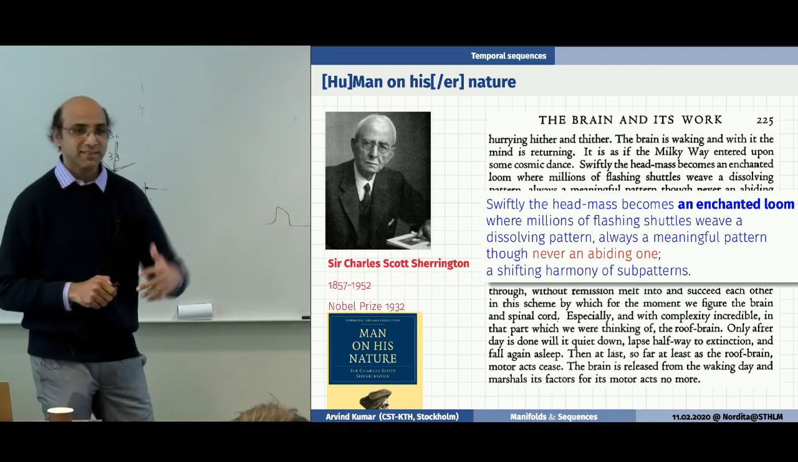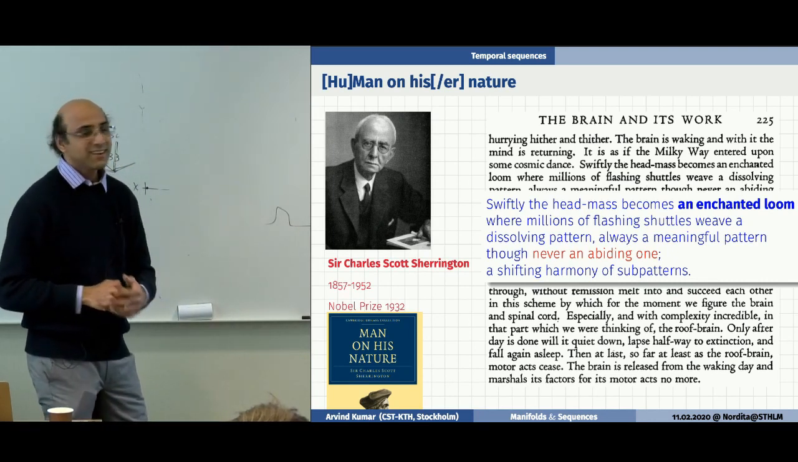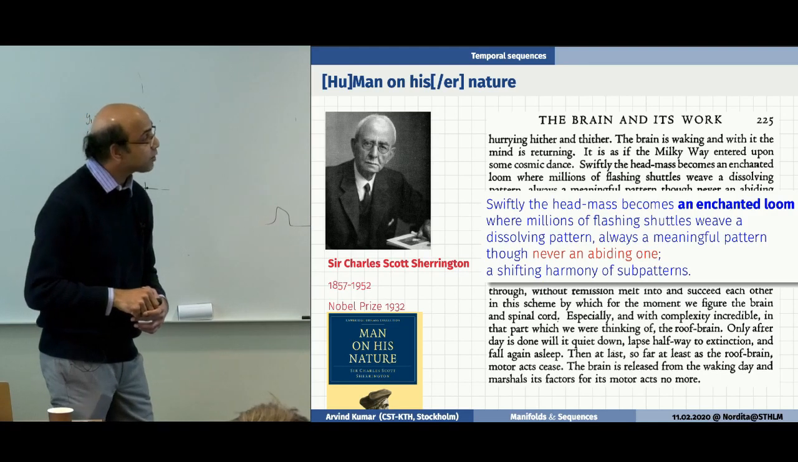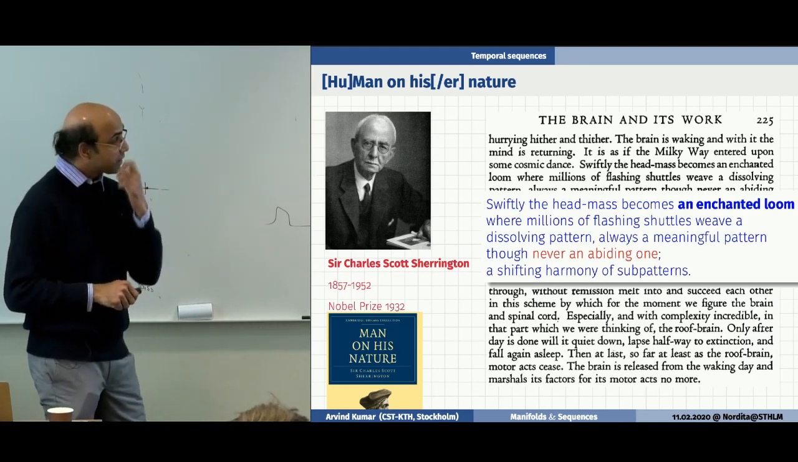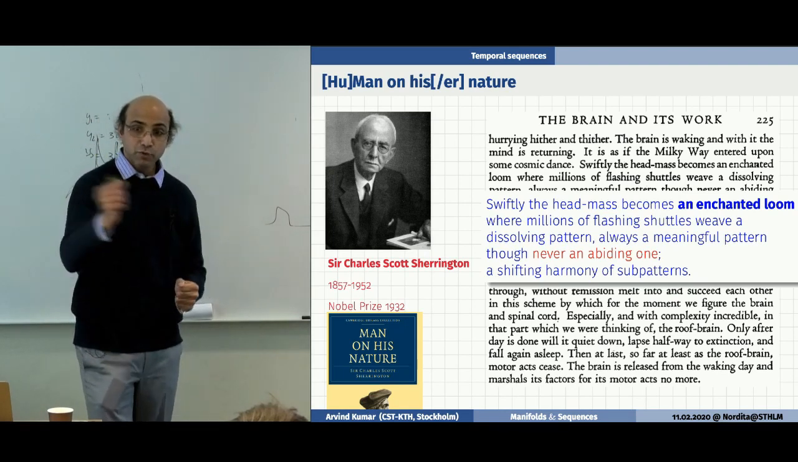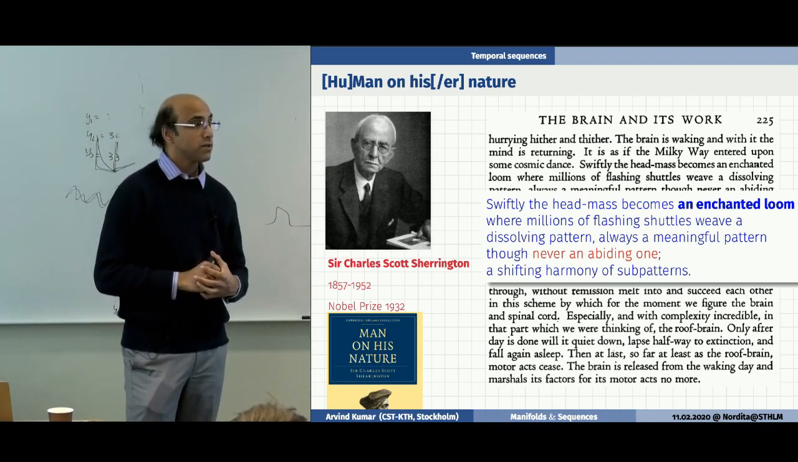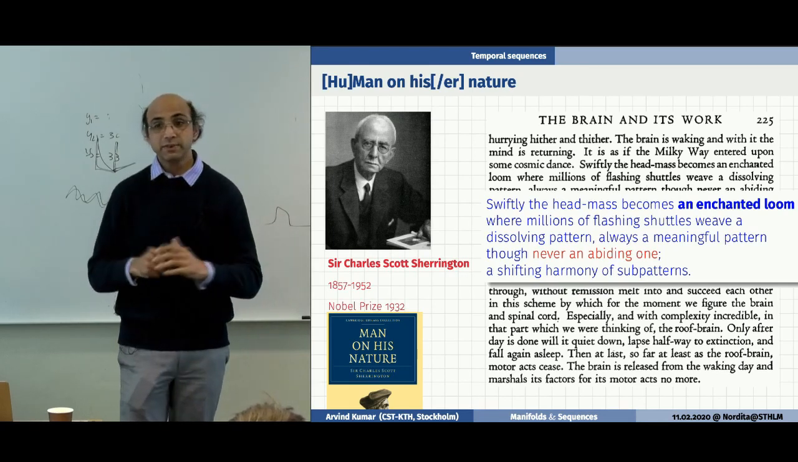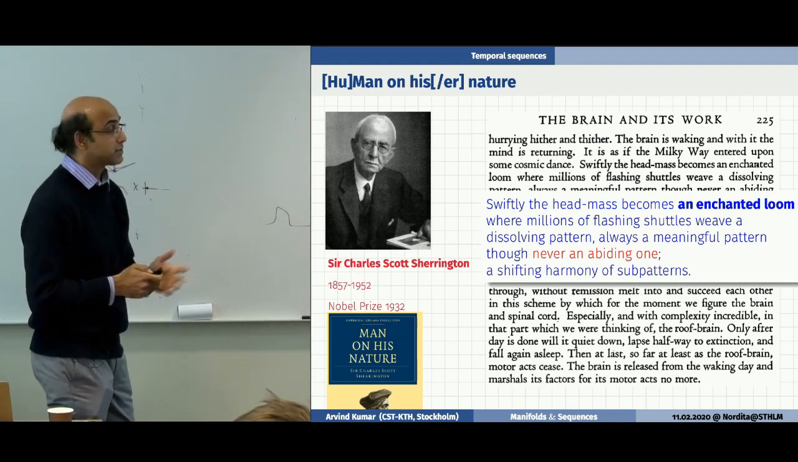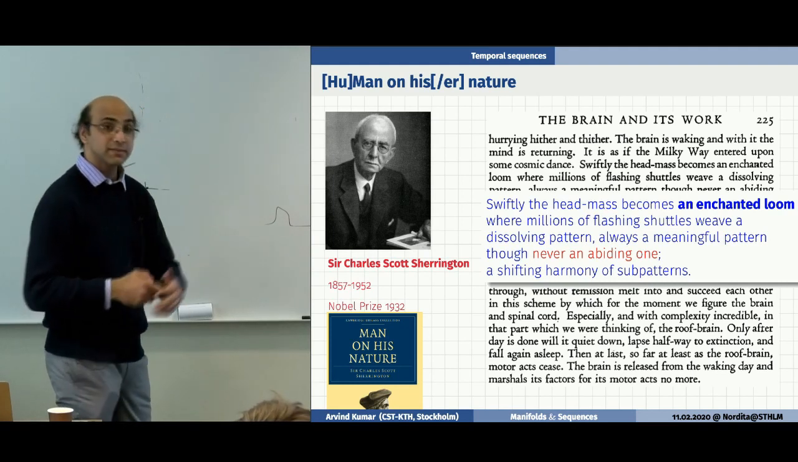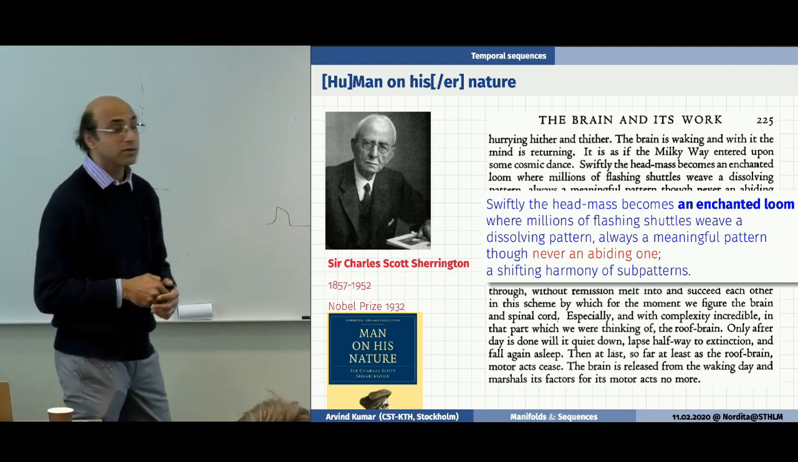But I think this is much better. I like it better than the deep net comparison, because there is dynamics here. He talks about an enchanted loom where millions of flashing shuttles weave a dissolving pattern, always meaningful, never an abiding one, a shifting harmony of patterns. Meaning whatever task I need to do, if I need to move my hand in a particular trajectory, if I need to throw a ball, it should require some sequential activity somewhere in the brain. At least one brain area should have sequences. And those sequences should not be abiding, meaning persistent, but should be task-dependent, context-dependent, and so on.